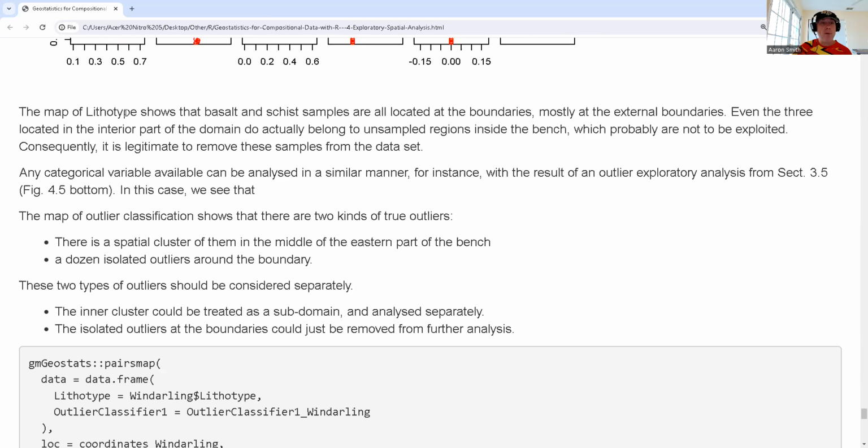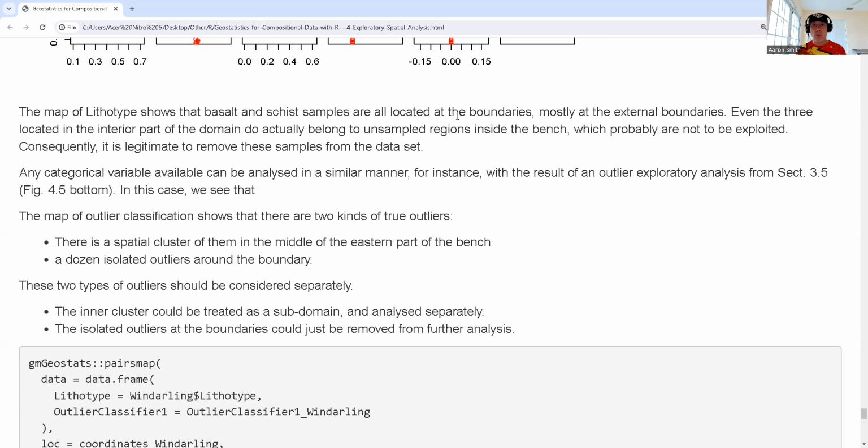All right, the map of lithotype shows that basalt and schist samples are located at the boundaries, mostly at the external boundaries. Even the three located in the inner part of the domain do not actually belong to unsampled regions inside the bench, which probably are not to be exploited.